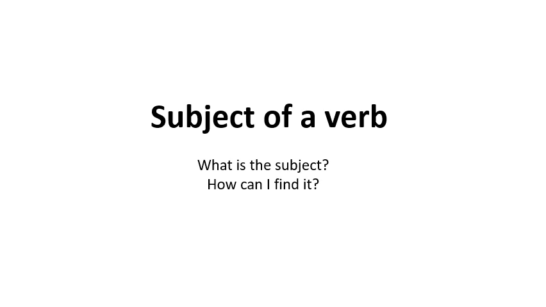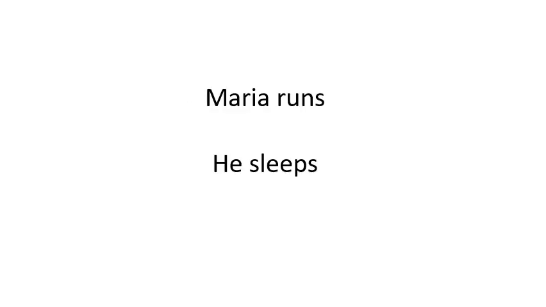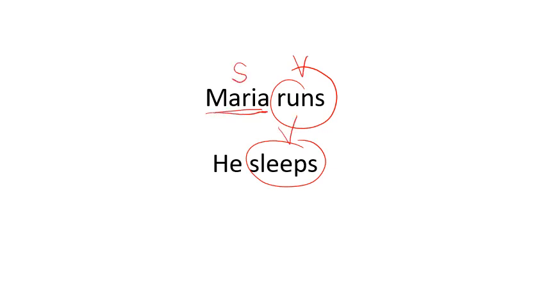So let's go. As you know, a verb is a word used to describe an action, such as run, sleep, hear, watch, love, walk, anything. And a subject is the person who does this verb. For example, Maria runs. Maria is the subject of the verb run. He sleeps. He is the subject of the verb sleeps.